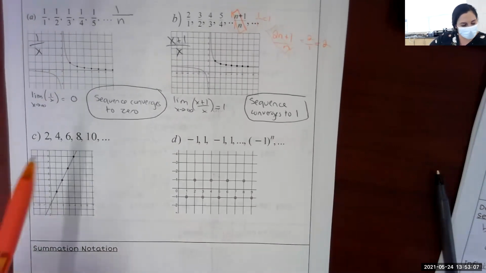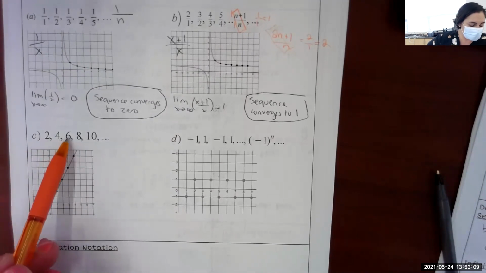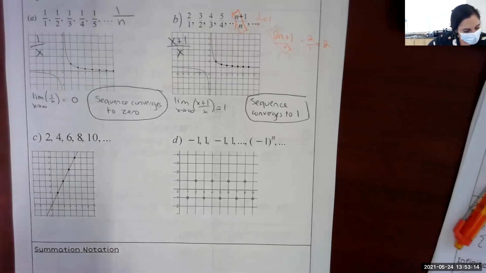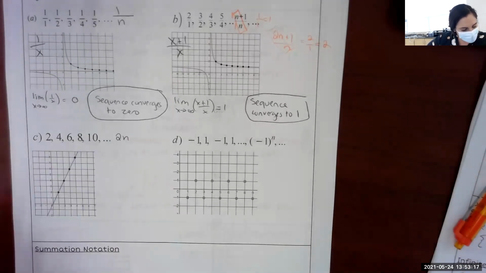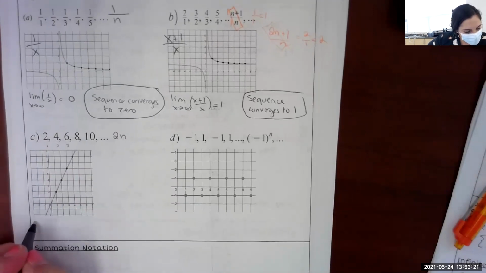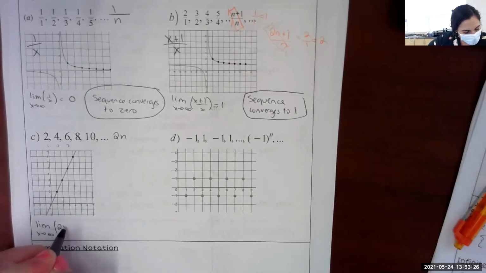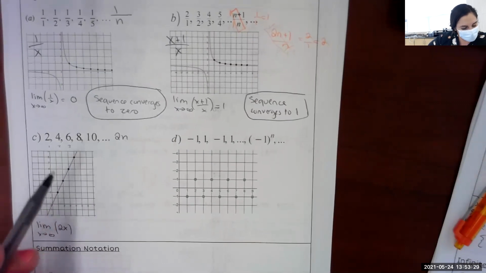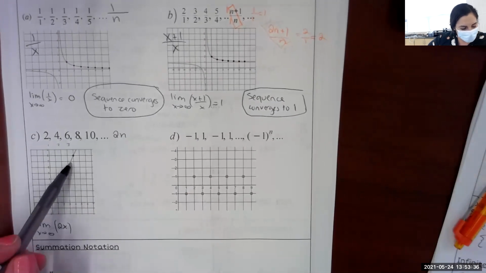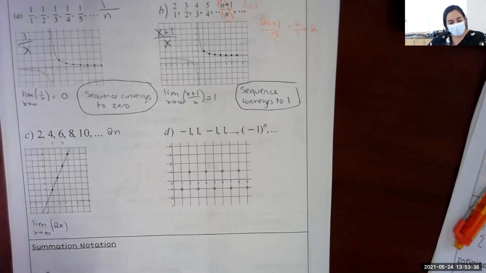Okay, let's mix it up. So here's C. We have 2, 4, 6, 8, 10. What do we think? This is 2n, because n is 1, n is 2, n is 3. It's just multiplying by 2 every time. So is there a limit as x approaches infinity of 2x, this graph? Or do we diverge? Are we approaching an actual number here, or is it one of those infinity or does not exist situations?